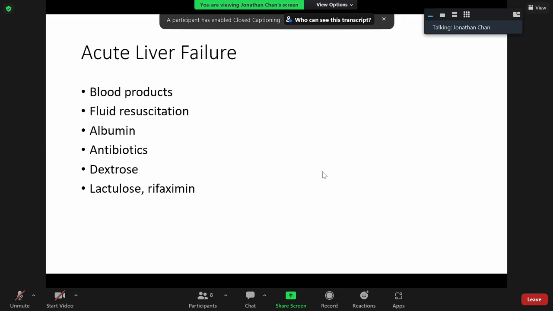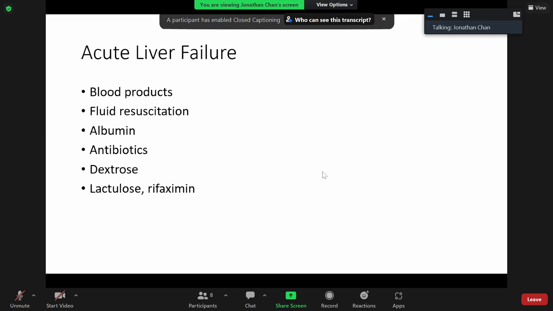You want to give fluid resuscitation. You can consider giving albumin, especially if the patients have recently had a paracentesis. And you want to have a very low threshold for initiating antibiotics in patients with acute liver failure, especially if it looks like an infection may be a trigger.